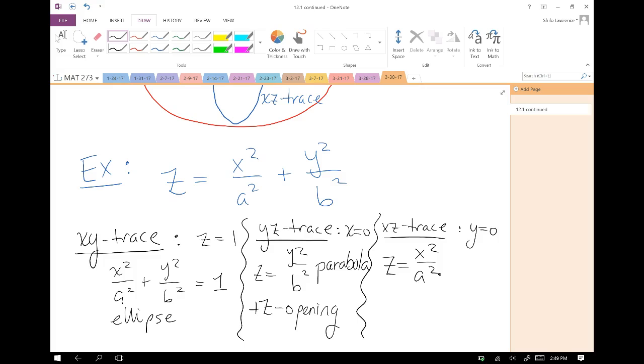So z equals x squared over a squared. One of them is linear, one of them is quadratic. What's the shape? Parabola. What direction is it going to open in? Positive z. So we've got another parabola opening in positive z. I know what the cross sections of this surface look like in all 3 directions. And we're going to try to put them all back together to create a surface.